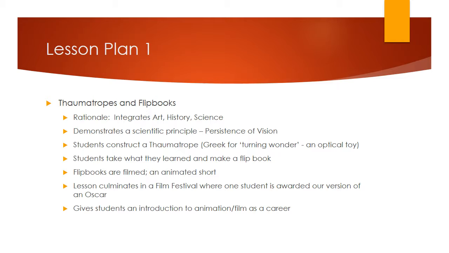Students take what they learned from the thaumatrope and they make a flip book, and we filmed those and made that an animated short film. And so then as a class we had a film festival where all the students get to see those animated shorts, and then they voted on one student's film to win the Olivier, which was our version of an Oscar.